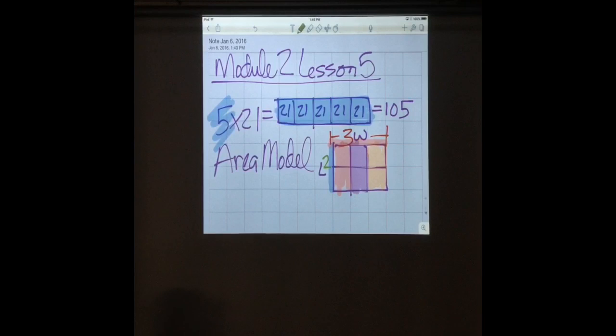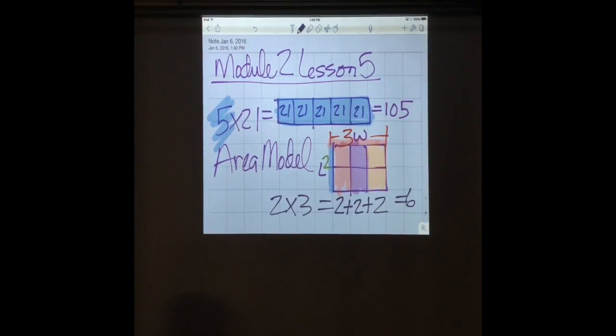So what do I have? If I was going to write this out as an addition problem, I would have 2 plus 2 plus 2. Is that correct? Yep. I've got 2 orange ones, 2 purple ones, 2 red ones, right? Does that make sense? And that would all equal what? 6. So that's really the same thing as 2 times 3, isn't it?